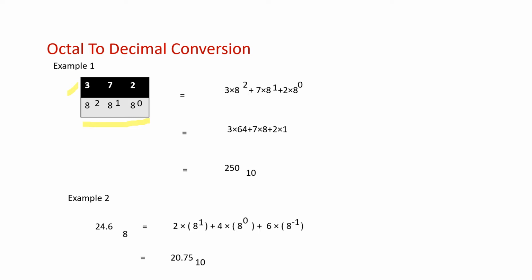And so we are going to multiply each digit with its positional value to get the decimal equivalent. So that is 3 into 8 to the power 2 plus 7 into 8 to the power 1 plus 2 into 8 to the power 0, which becomes 3 into 64 plus 7 into 8 plus 2 into 1, and the result is 250, which is the decimal equivalent of the octal number 372. And let us look at another example.